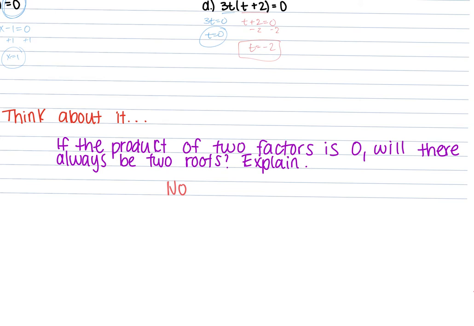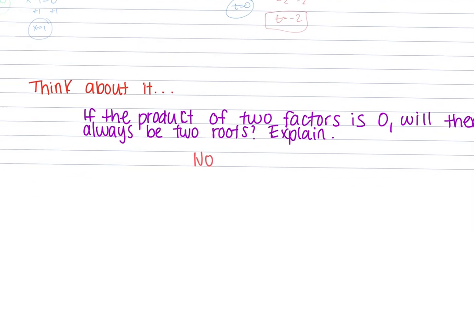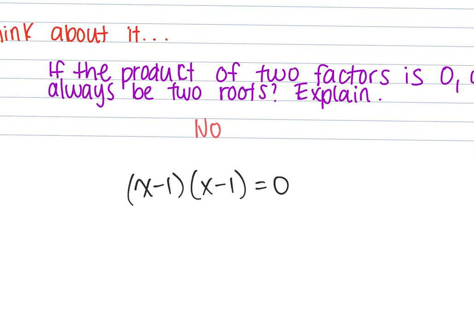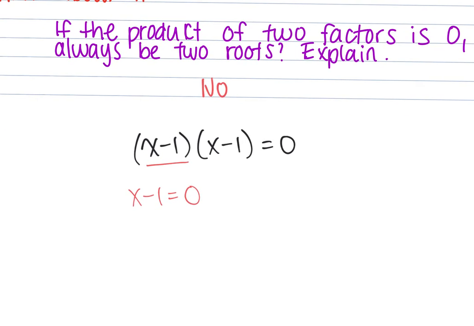Now, let me show you why it's no, okay? And I want to show you by writing an example. So write this example down, okay? I want you to write down the example x minus 1 times x minus 1 equals 0. Do you agree that we can use the zero product property here? Why? Because it equals 0, okay? So we're going to first set x minus 1 equal to 0. And that means x equals what? 1. Then we're going to set x minus 1 equals 0. And we're going to get x equals 1.